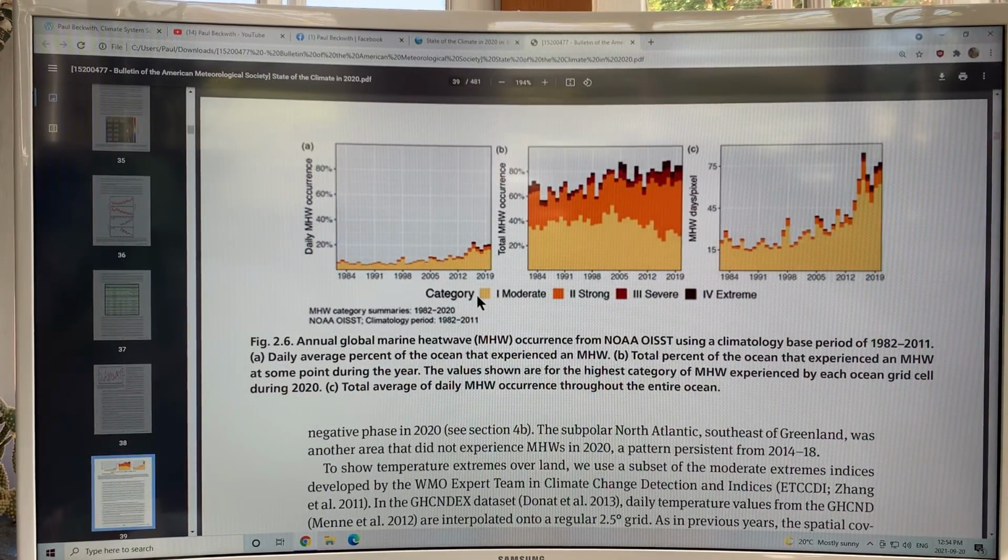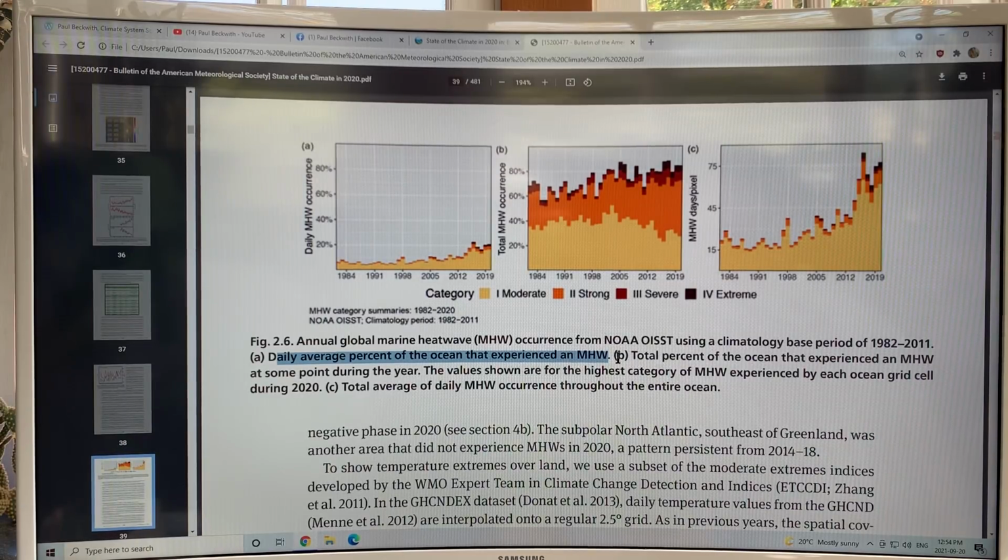This is global marine heat wave occurrences. So we're getting more, and there are categories: moderate, strong, severe, and extreme marine heat waves. And this is the daily occurrence as a percentage of the total ocean. This is the daily average percent of the ocean that experienced a marine heat wave. So on average, 20% or so. This number is steadily ticking up. On average in 2020, about 20% of the ocean was exhibiting a marine heat wave.